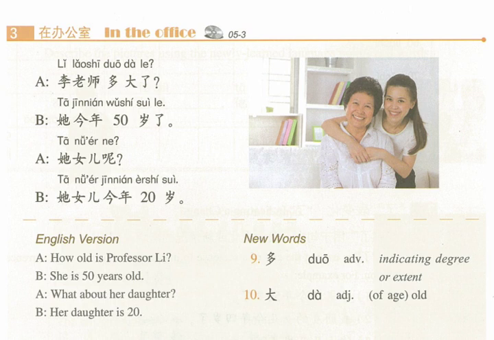Now let's study the new words. 生词: 九, 多, 十, 大.